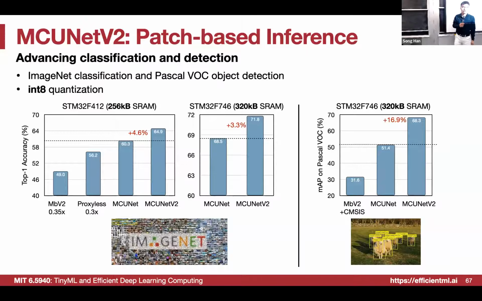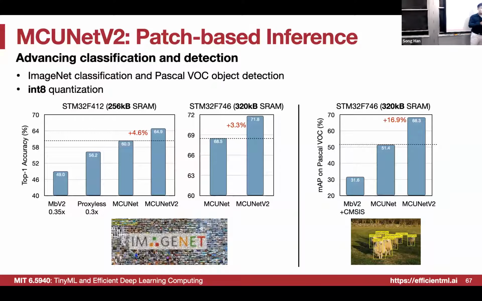So thanks to this once-for-all network, we can easily design specialized and different neural network architectures to fit different hardware constraints, like here 256 kilobytes or 320 kilobytes. Without this once-for-all network, you have to retrain and redesign every time. But now you just have the same once-for-all network as the SuperNet, and then you can subsample different subnetworks from it.